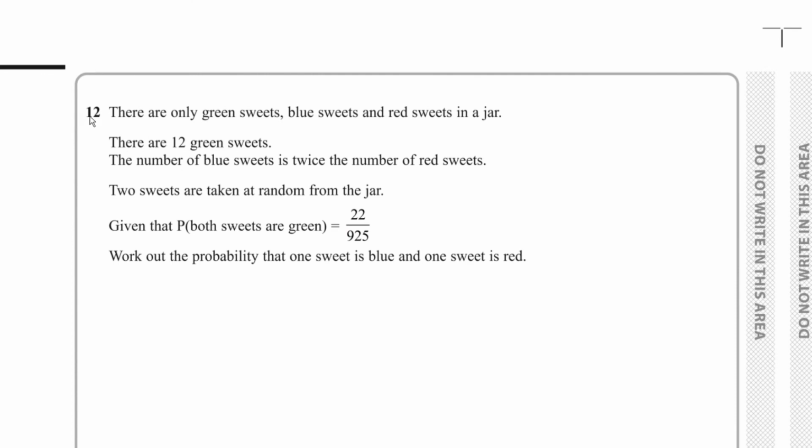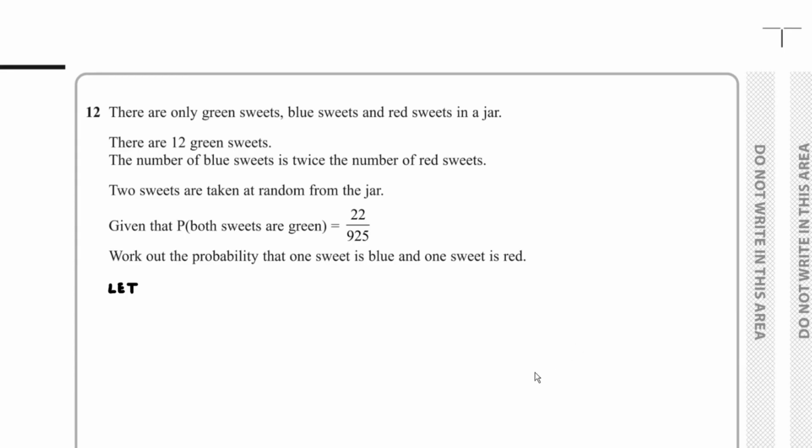Question number 12. There are only green sweets, blue sweets and red sweets in a jar. There are 12 green sweets. The number of blue sweets is twice the number of red sweets. 2 sweets are taken at random from the jar. Given that the probability that both sweets are green equals 22 over 925, we have to work out the probability that one sweet is blue and one sweet is red.